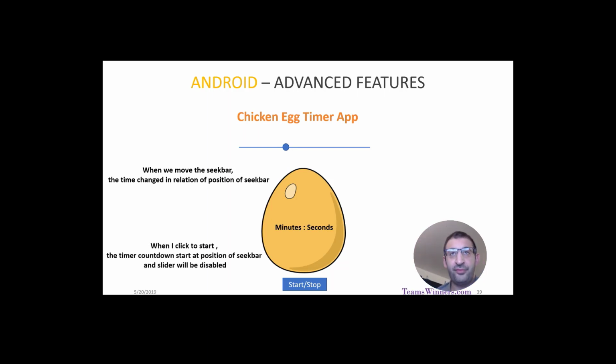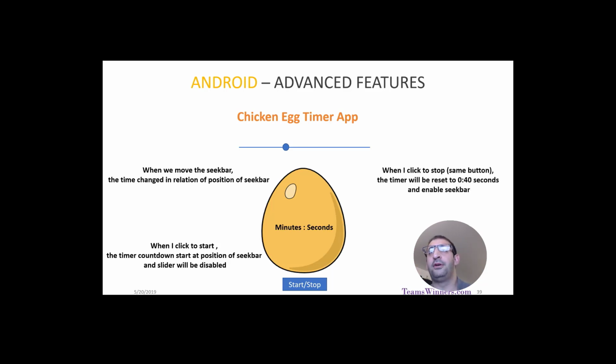The second thing, when I click the start button, the timer countdown starts at the position of the seekbar, and the slider or seekbar will be disabled. For example, I have moved my seekbar and stopped at position 50. When I click start, the seekbar will be disabled. That's the first thing, and the countdown begins from 50 seconds to 0 seconds.